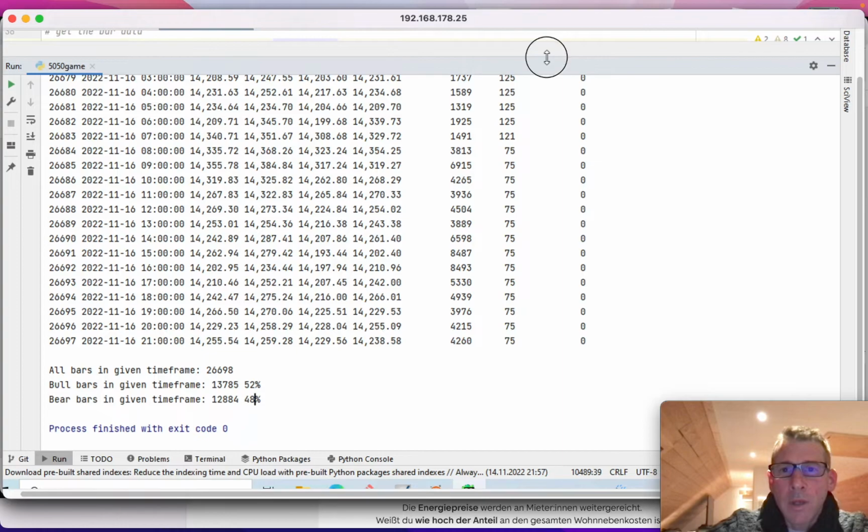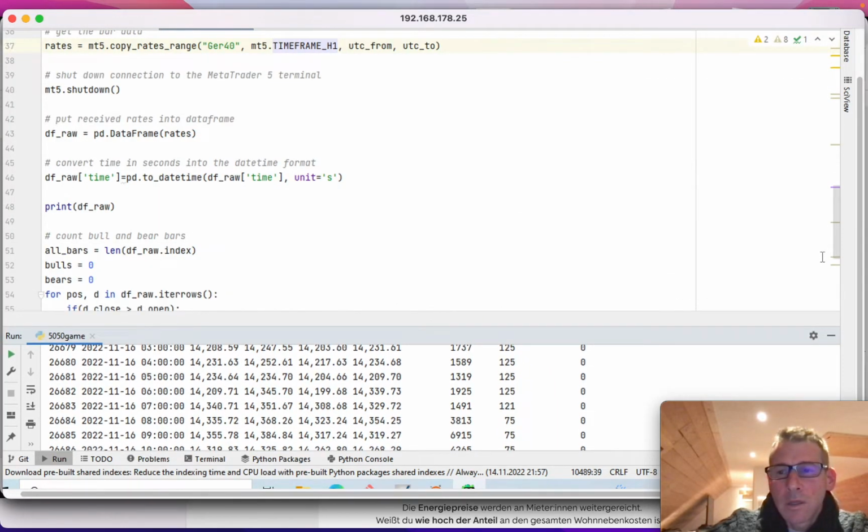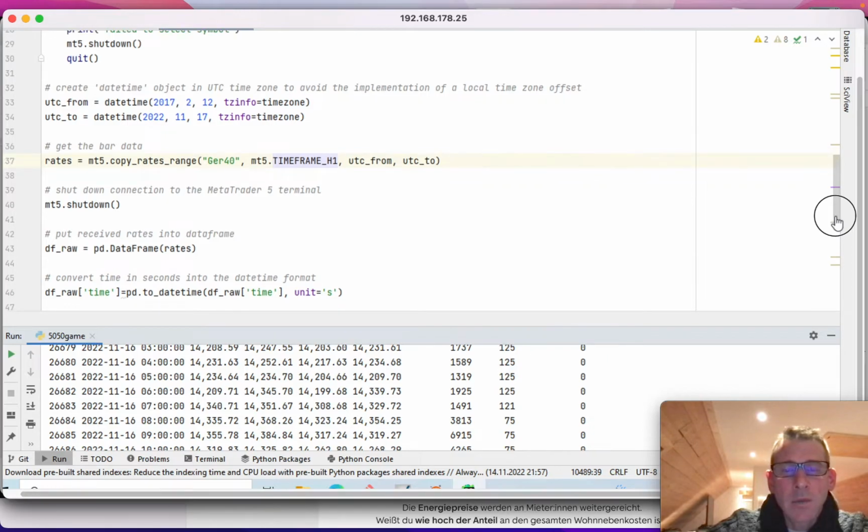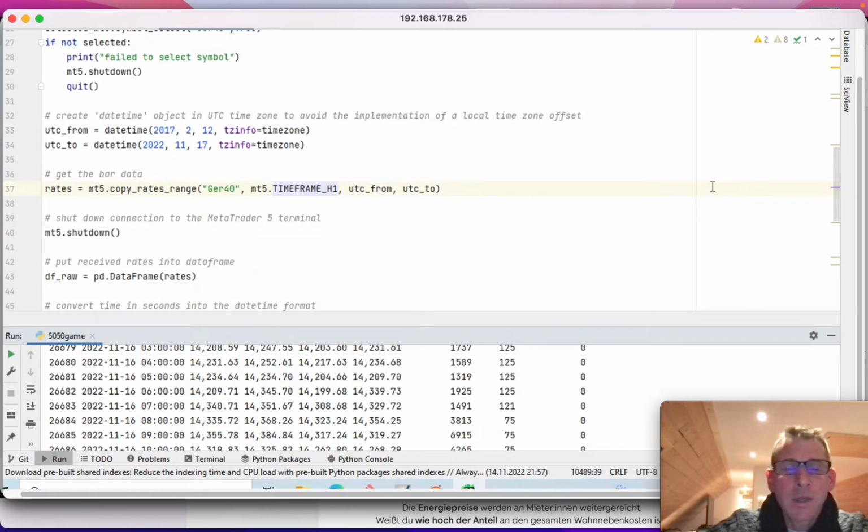And I ran this test with the other indices, with the Nasdaq, with the Dow Jones Industrial Index, with the S&P. It's everywhere the same. Whatever index, whatever time frame, it's 50-50.